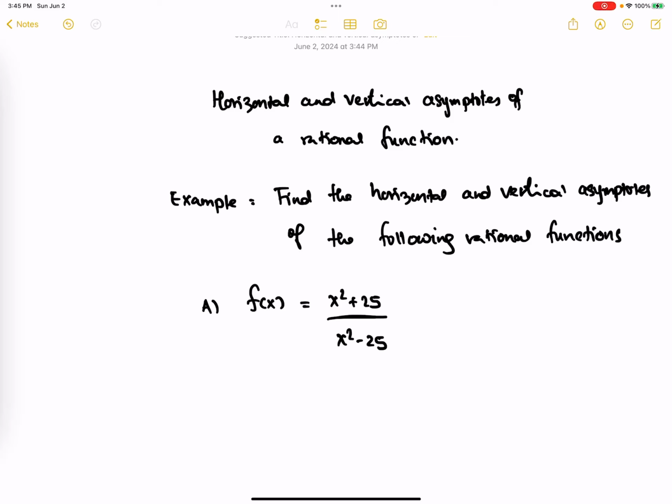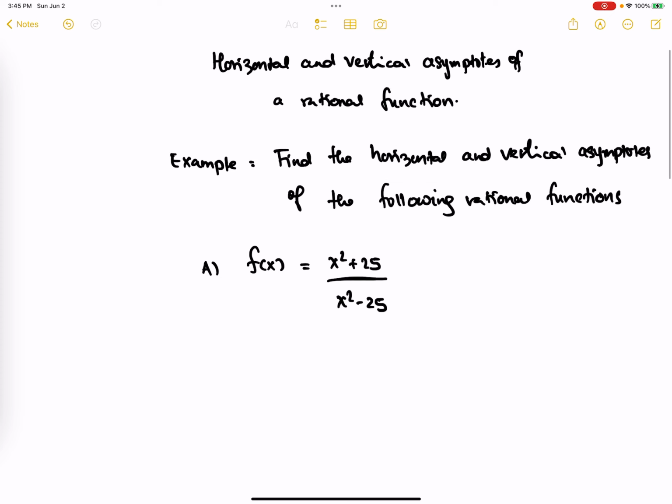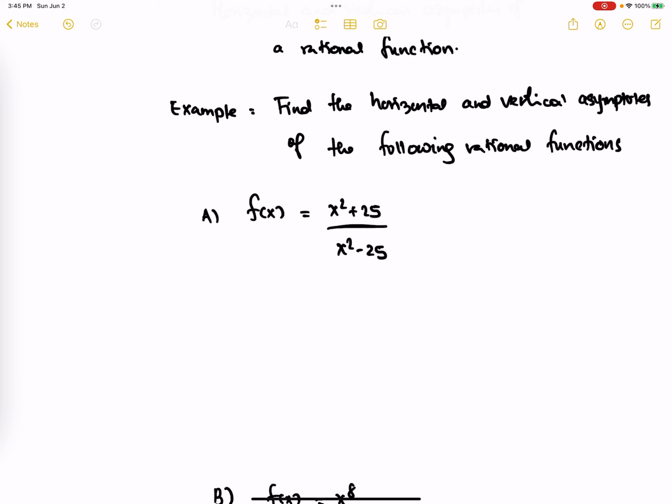All right, let's see how to find horizontal and vertical asymptotes of a rational function. So I have examples here on how to find the horizontal and vertical asymptotes of the following rational functions. For example, the first one, f of x is equal to x squared plus 25 divided by x squared minus 25. Remember, horizontal asymptote.